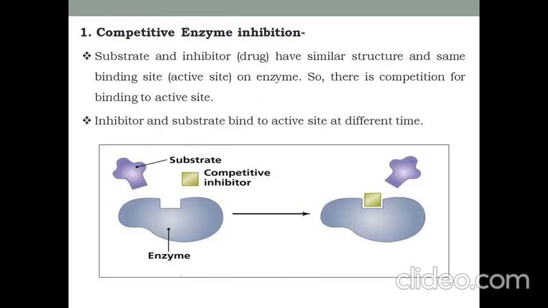First one is the competitive enzyme inhibition. Substrate and inhibitor drug have similar structure and the same binding site on the enzyme, so there is a competition for the binding to the active site. Inhibitor and substrate bind to the active site at different times.